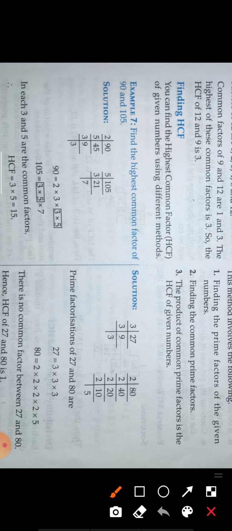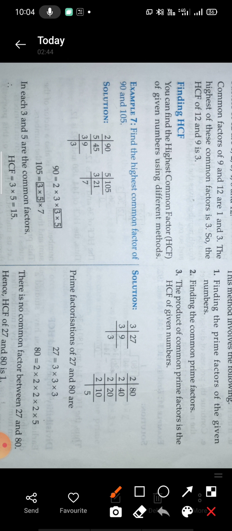So you have to find out the common factors of 27 and 80. Okay. So first point is, what is the first point? First point is you have to find out the prime factors of the given number. So in the same way, 27 is divided by 3, 3 9s are 27, then 3 3s are 9.